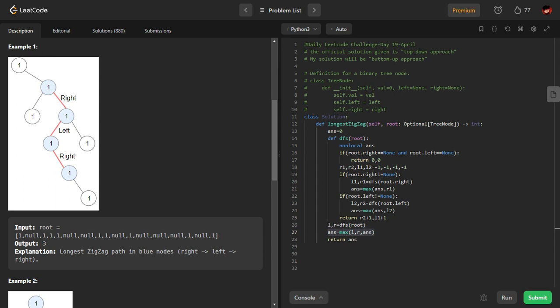When we are talking about DFS, the time complexity is O of n plus e, where n is the number of nodes and e is the number of edges, right? And the same is going to be the space complexity.